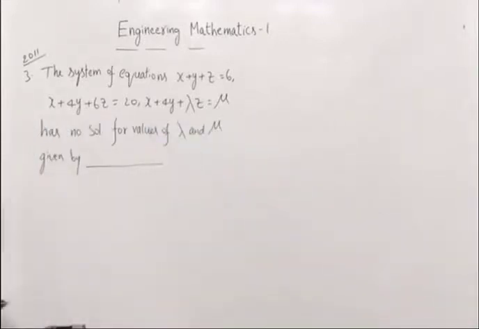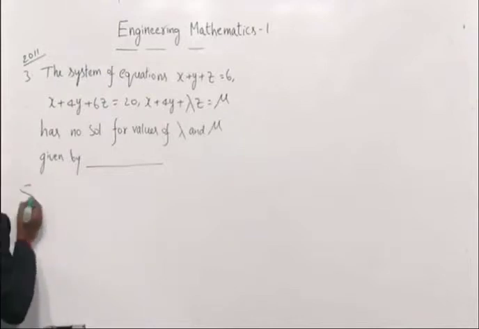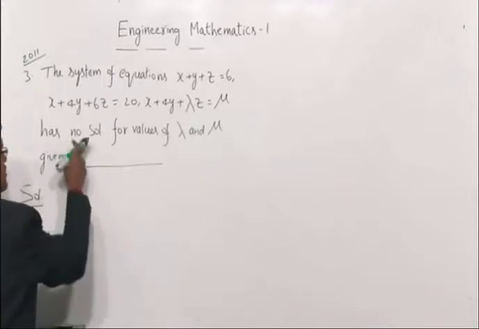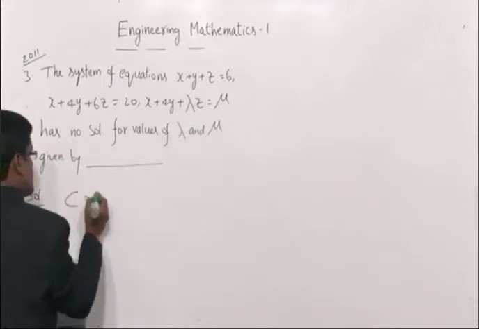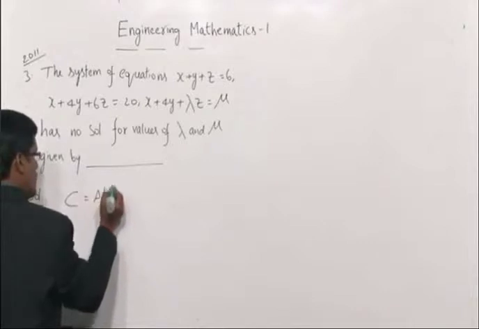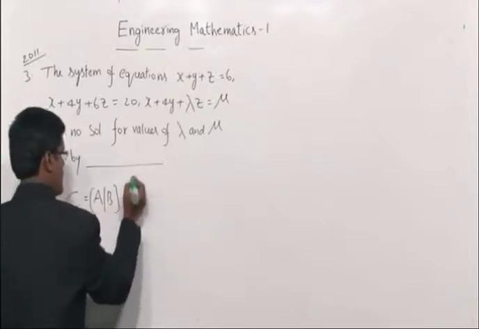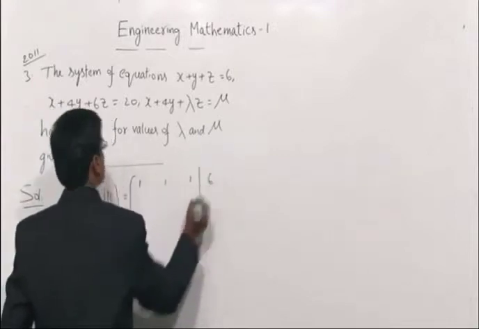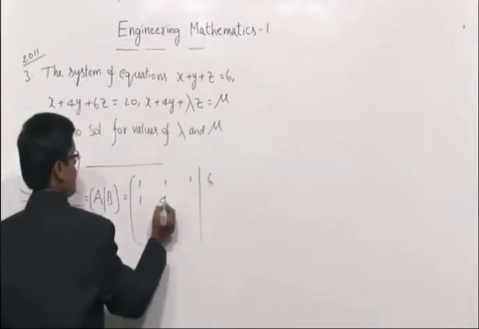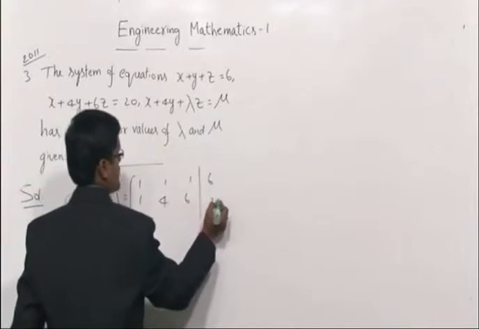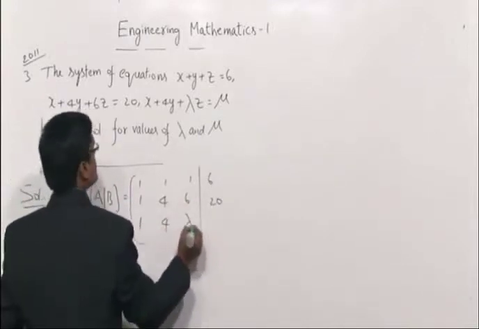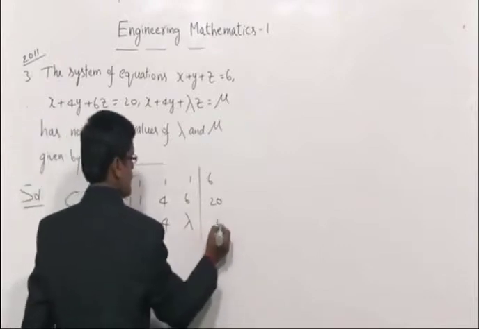Now see this problem, this is a very important problem, logic also. Already the equations are in standard form. Here there is no solution, so we need to find the lambda and mu values for which the equations have no solution. C is equal to A by B: 1, 1, 1, 6. Second equation: 1, 4, 6. Collecting the coefficients in that order: 1, 4, lambda, mu.